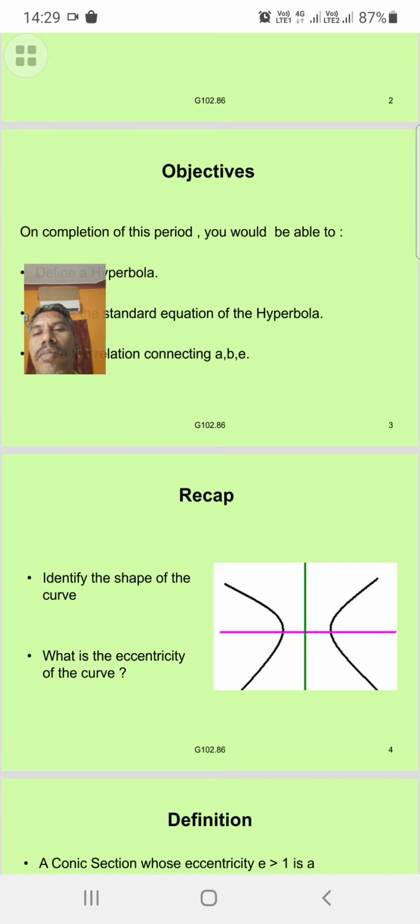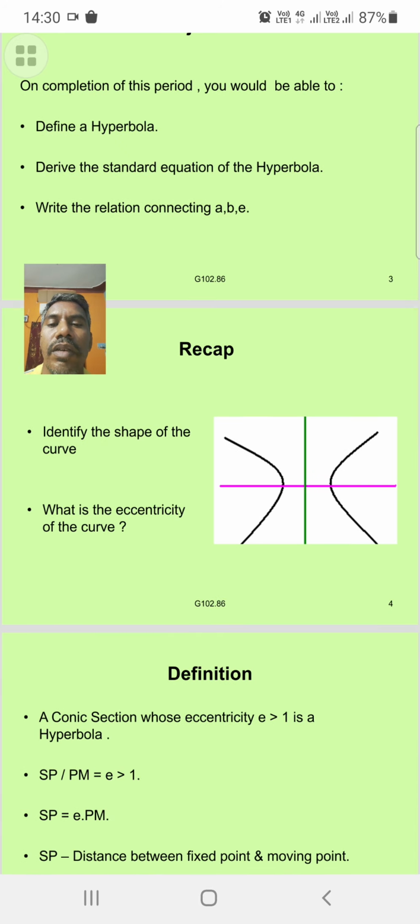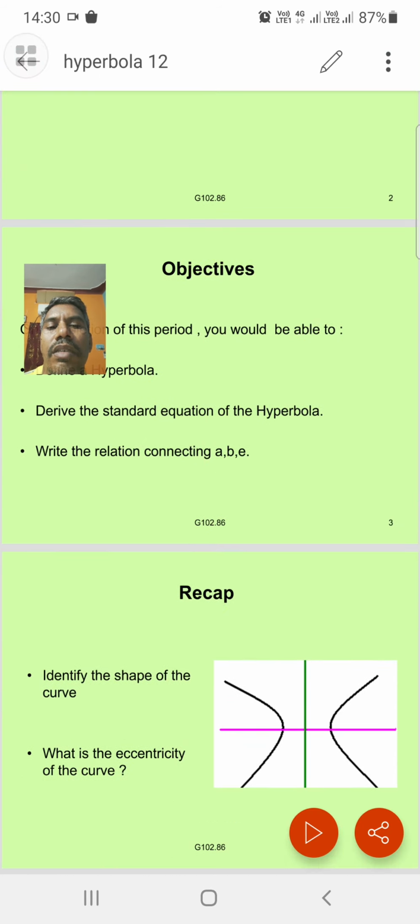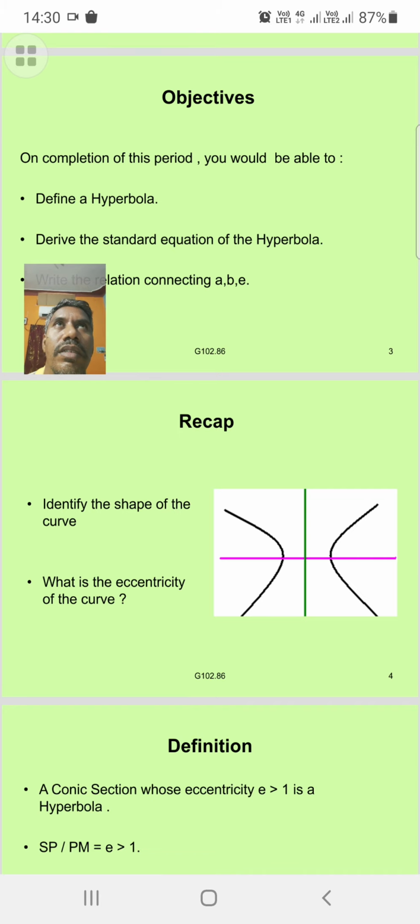If the center is 0, 0, we have two forms. If the center is moved from 0, 0 to h, k, again two forms are there. So like this we have four forms, and these four forms are similar to ellipse. The main difference is that ellipse is a closed diagram, while here it is an opened diagram.